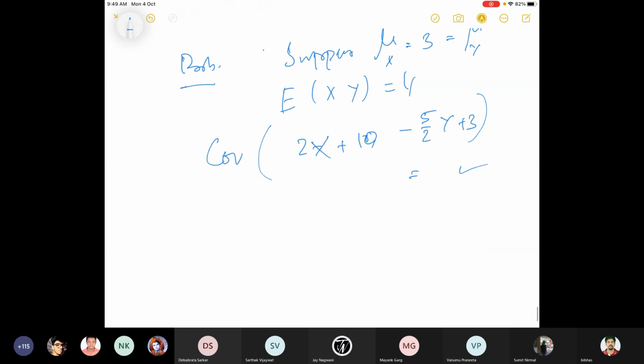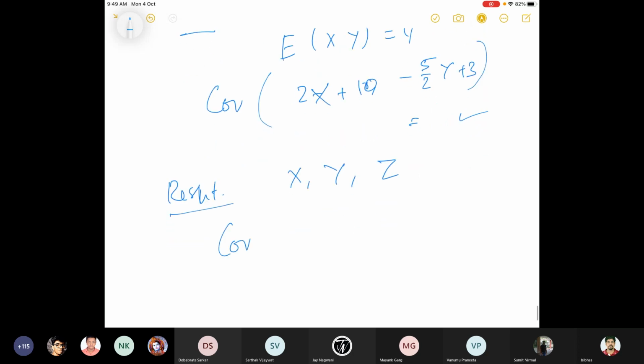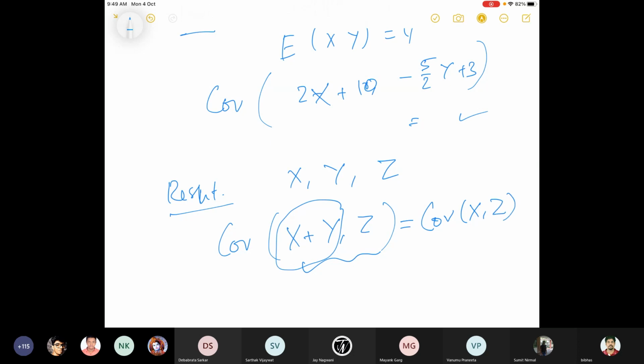And then another result I will not prove, but let's say there are 3 random variables, X, Y, and Z, and I want to compute, let's say, covariance of X plus Y and Z. So this is again covariance of 2 random variables, but one random variable is a sum of 2 random variables. So this can be proved like covariance of X comma Z plus covariance of Y comma Z.